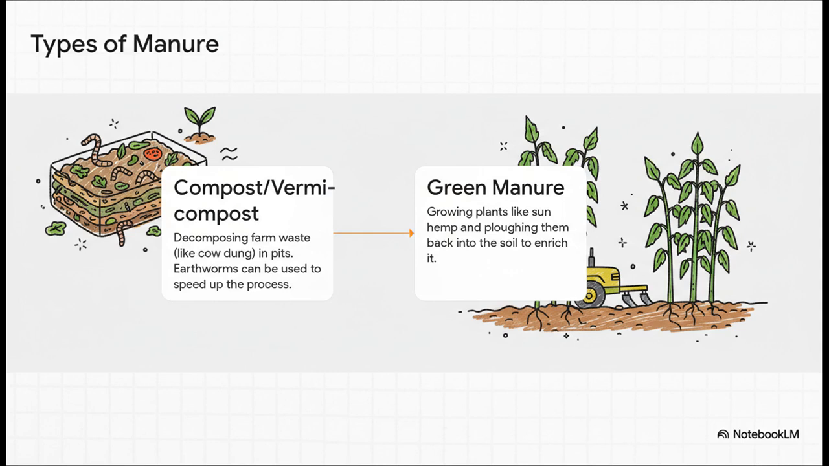This is when you take farm waste, cow dung, and even waste from your kitchen like vegetable peels and let it all decompose in a pit. If you introduce earthworms into this pit, they help the process go faster, and that's called vermicompost. Then there's another interesting type called green manure. Here, farmers will grow certain plants like sun hemp, and then they just plow them back into the soil. This enriches the soil with nutrients, especially nitrogen and phosphorus.